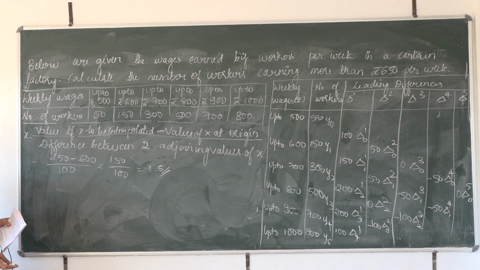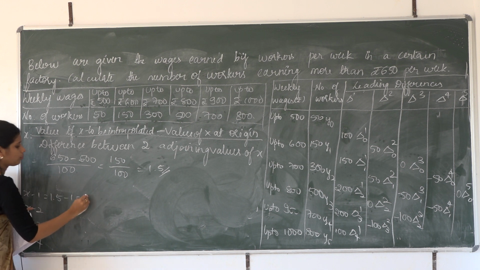Now we are going to find out what is the value of x minus 1, x minus 2 and x minus 3 and x minus 4 because up to fifth difference we have calculated. So up to x minus 4 we need the values. X value is 1.5 minus 1. It is equal to 0.5.